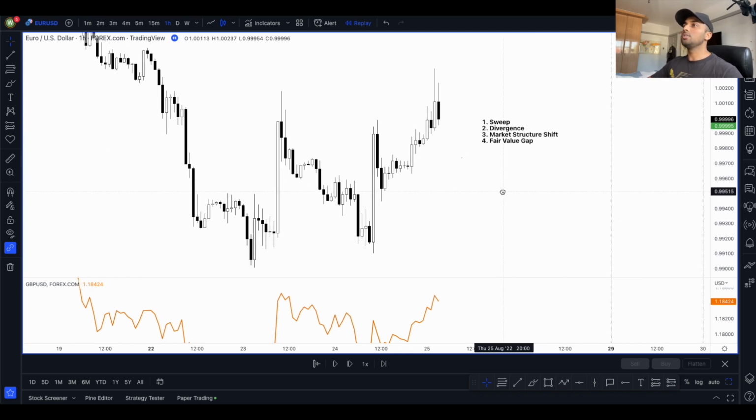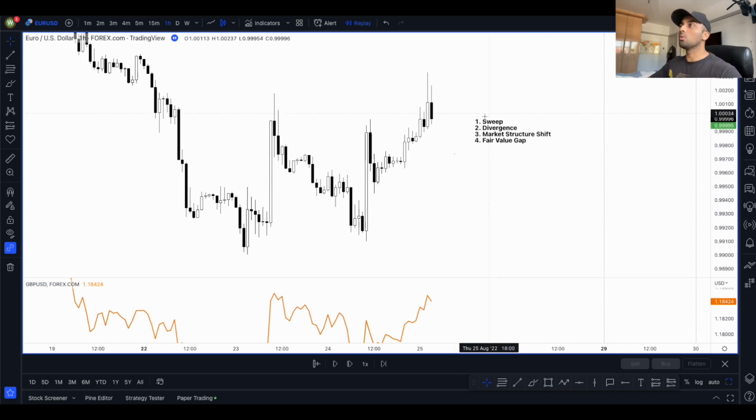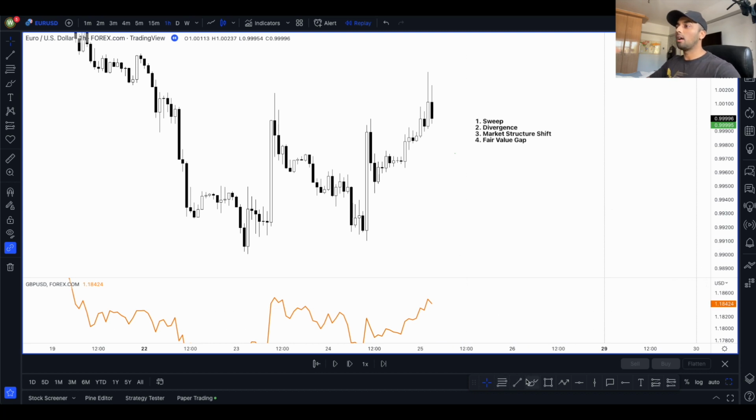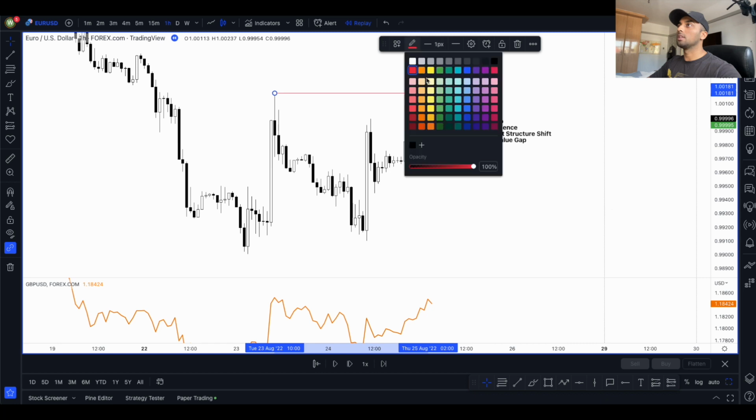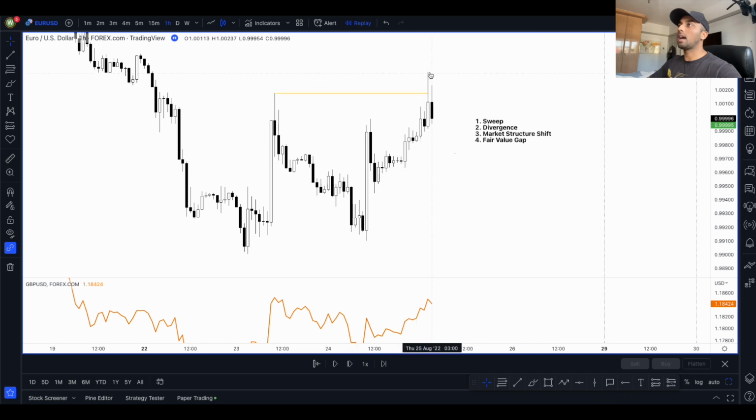So guys, as you can see here, I was looking for a sweep, and this is how my trade plan started. So I was looking for a high or low to be swept. As you can see, guys, we have a high over here that was swept by these wicks. So I'm going to draw that out for you guys. That's very clear. See, this high was swept. Okay, and I'm going to change that into a nice orange color. So again, that was swept.